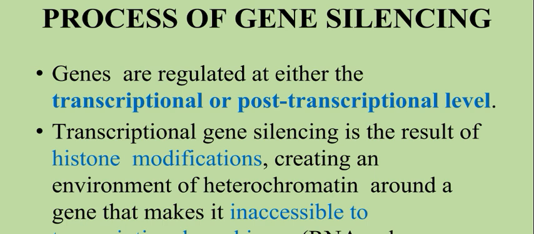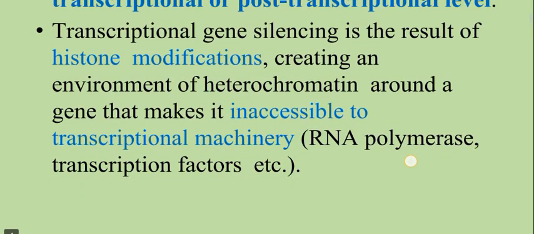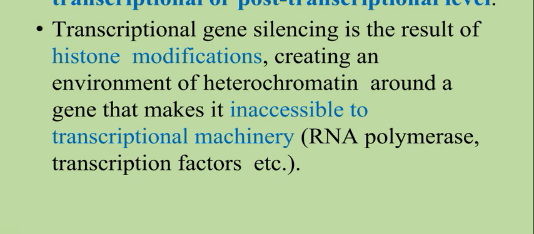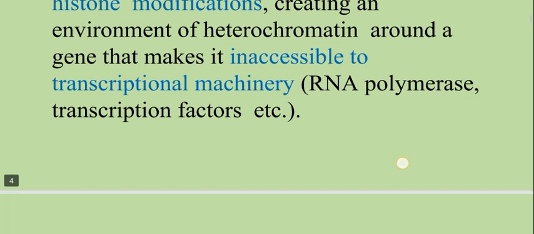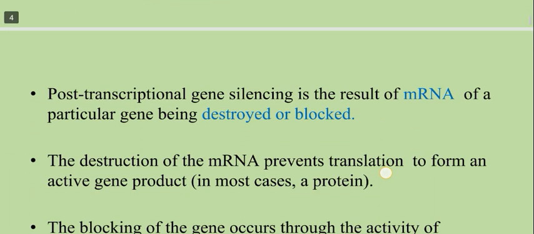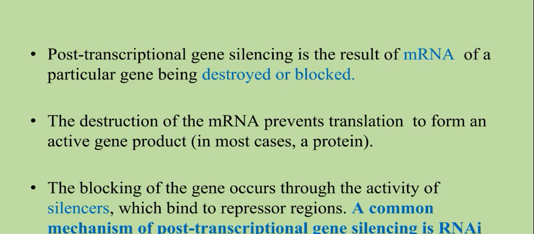Processes of gene silencing. Genes are regulated at either transcriptional or post-transcriptional level. Transcriptional gene silencing is the result of histone modifications, creating an environment of heterochromatin around the gene that makes it inaccessible to transcriptional machinery, RNA polymerase, transcription factors, etc. So epigenetic modifications will also be there.